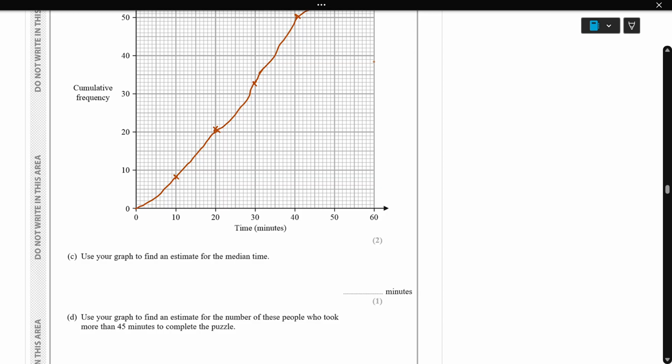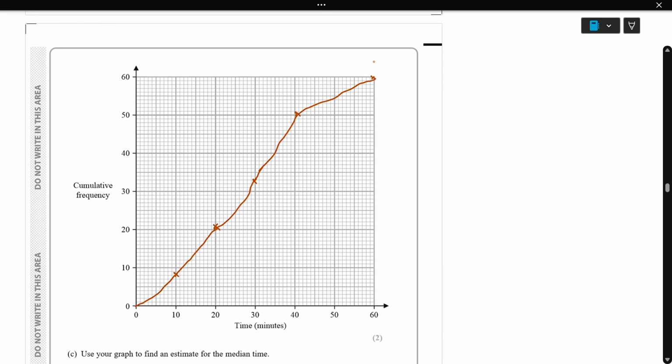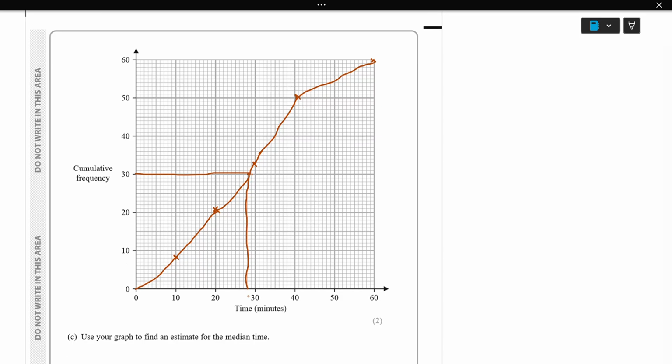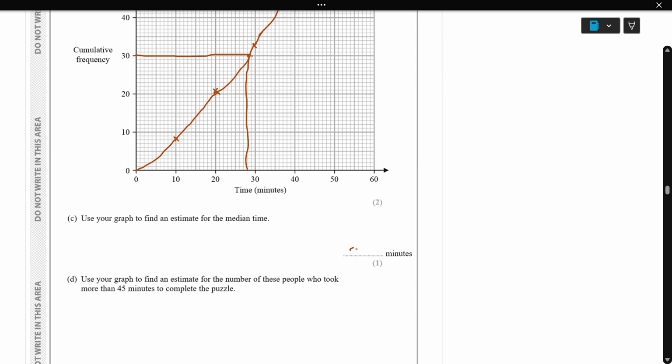Okay, use your graph to find the estimate for the median. See, there are 60 cumulative frequencies, so 30, just draw with the ruler. Where it's going to be here, that's going to be the median. The figure is not clear. I got 29. No, I'm wrong. This is away, so 1 before it. So this is 28 minutes, the median.